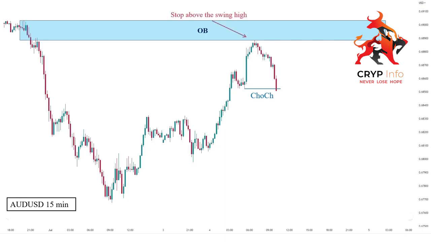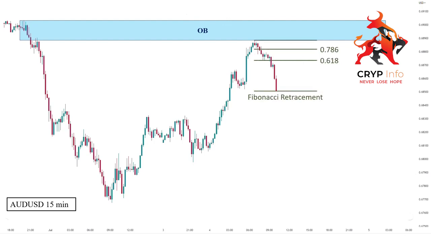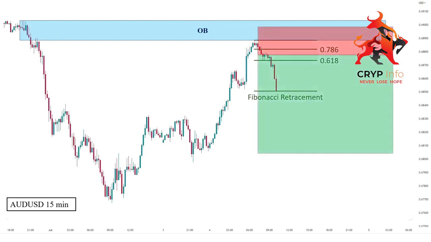We want our stop loss protected above this swing high. But we cannot identify any order blocks here. So how do we place trades? In situations like this, we enter the market with retracement levels. We open Fibonacci retracement and place the sell order precisely in the middle of 0.618 and 0.786 levels.